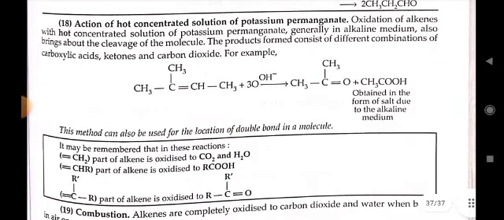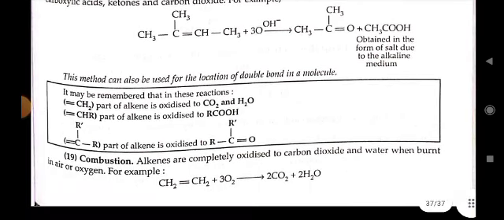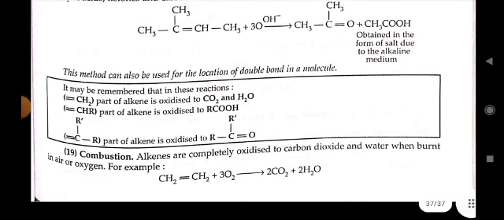Action of hot concentrated solution of potassium permanganate. Oxidation of alkenes with hot concentrated solution of potassium permanganate, generally in alkaline medium, also brings about the cleavage of the molecules. The products formed consist of different combinations of carboxylic acids, ketones and carbon dioxide, for example as given below. This method can also be used for the location of the double bond in a molecule.